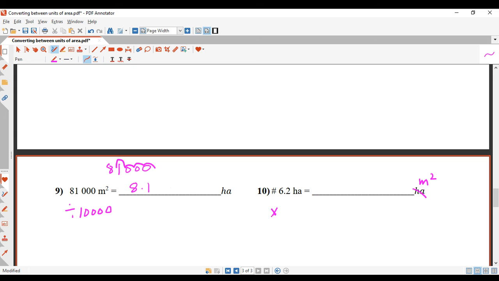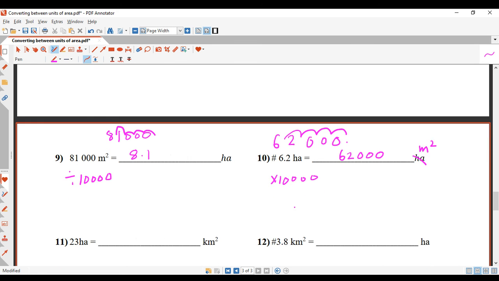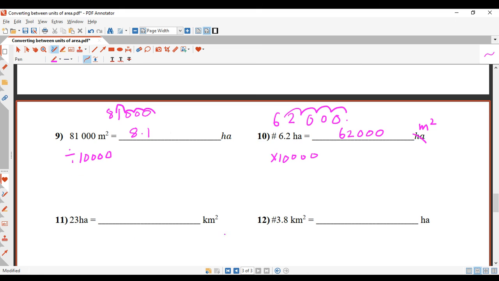All right, so times by 10,000. We're going to move the decimal point 4 places to the right. So here's my 6, here's my 2. Decimal starts here. 1, 2, 3, 4. Decimal point goes there. Put zeros inside the spaces. Right, 62,000 metres squared is my answer. Okay, now let's have a look at the next one.